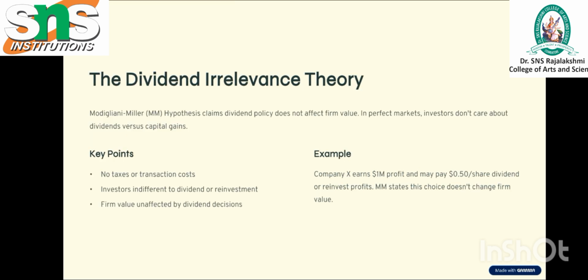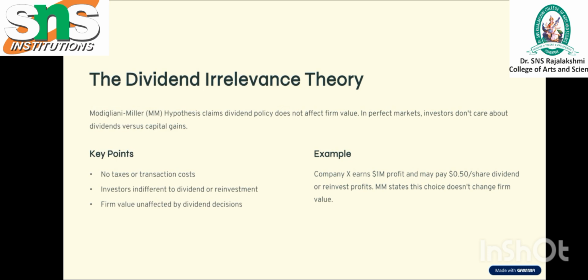The first one, the dividend irrelevance theory, founded by Modigliani-Miller, MM. It is otherwise called the MM approach. The MM hypothesis claims dividend policy does not affect the firm value, which means whether the company gives the dividend or whether they retain the profit, it will not affect the business value, or the share prices of the company, or the market value of the company.